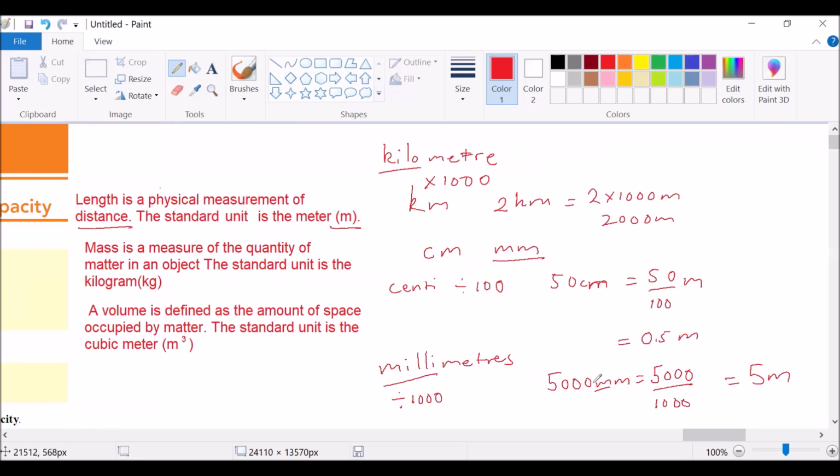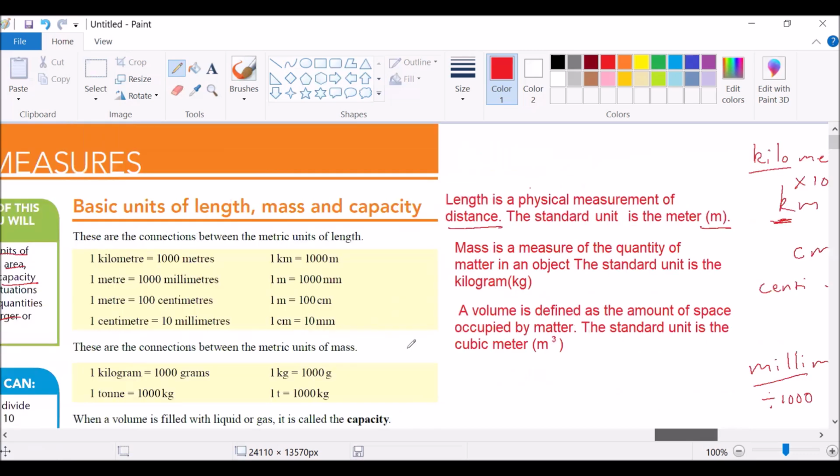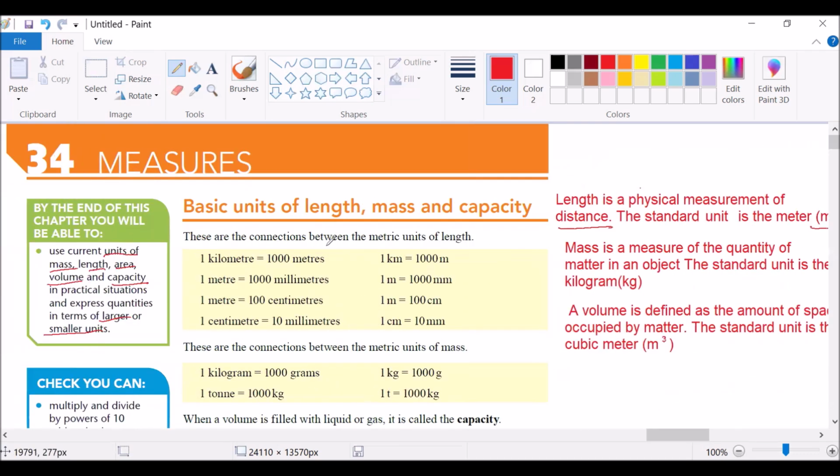So milli means divided by 1,000. Centi means divided by 100. Kilo means multiplied by 1,000. So we have the connections between metric units of length.